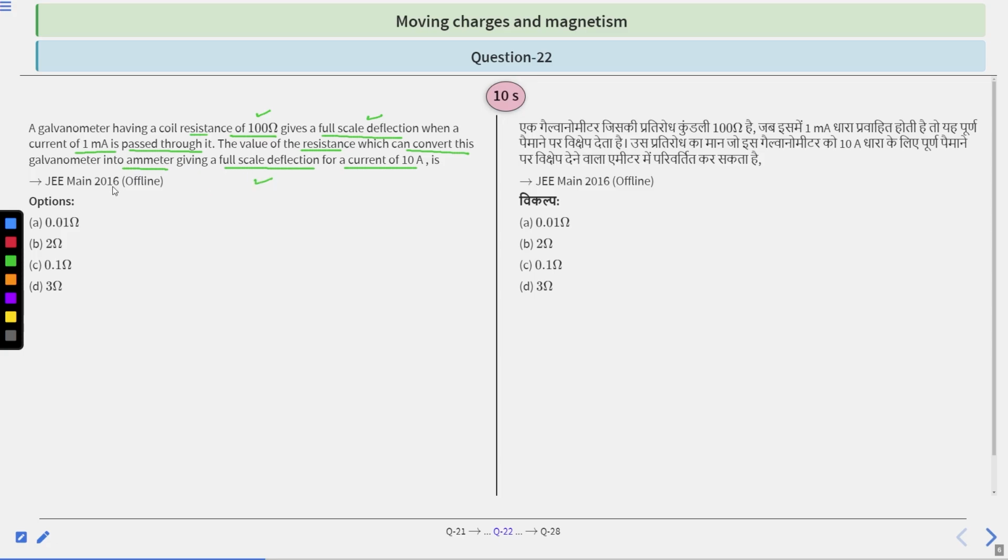Clear? This is a JEE Main 2016 question. Given options: option A is 0.01 ohm, option B is 2 ohm, option C is 0.1 ohm, and option D is 3 ohm. So which option is correct? Option A, B, C or D? You have 10 seconds to solve this question. After 10 seconds, we will provide the solution.